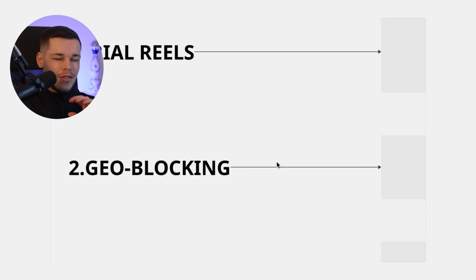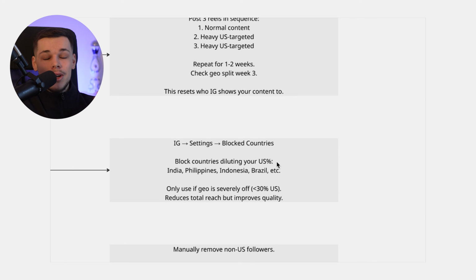You should use that very carefully, right? This is fixing the symptom, but not the cause of the problem. So you want to be very careful with that. Don't just create an Instagram account and block the entire globe. That's not going to do anything. Instagram's not stupid. But if you have a high Indian audience, for example, go to your settings, block countries, and block countries that mess up your US audience, such as India, Philippines, Indonesia, Brazil, whatever it is.